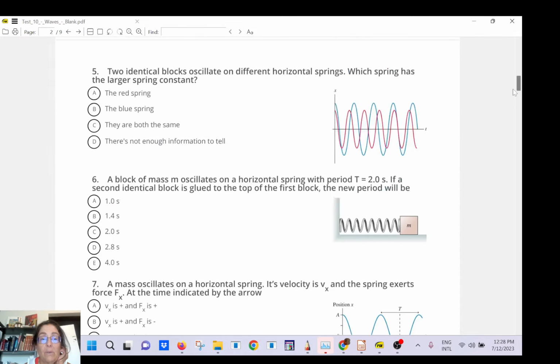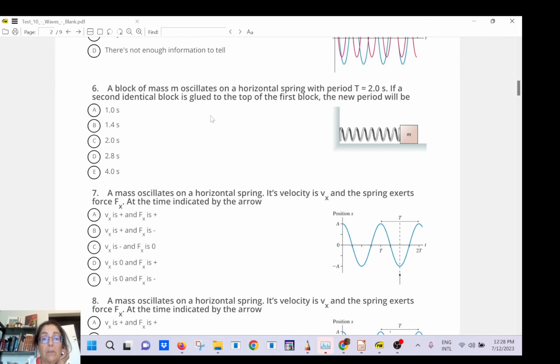So here, you have two identical blocks. You increase the mass here for the same spring. What's going to happen to the period?